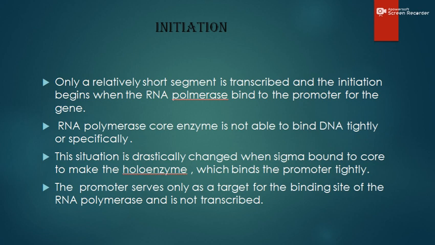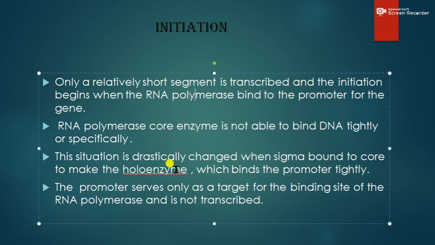In the process of initiation, only a relatively short segment is transcribed, and the initiation begins when RNA polymerase binds to the promoter for the gene. The RNA polymerase core enzyme is not able to bind DNA tightly or specifically. Only when the sigma factor comes and binds to the core enzyme does it become a holoenzyme, which binds the promoter tightly. The promoter serves only as a target for the binding site of the RNA polymerase, and it is not being transcribed.